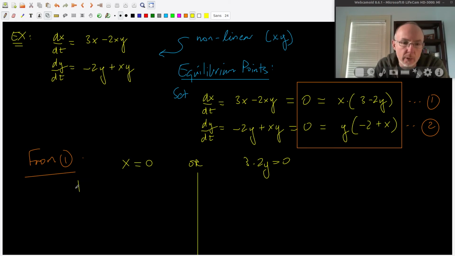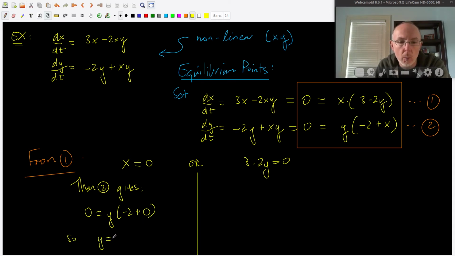If x is 0, then what does equation 2 give us? Well, looking at equation 2 and plugging in x equals 0, I get 0 equals y times (minus 2 plus x), which is 0 equals minus 2y. And so that tells us that y is 0. So here we've got the solution, the equilibrium point, (0, 0).